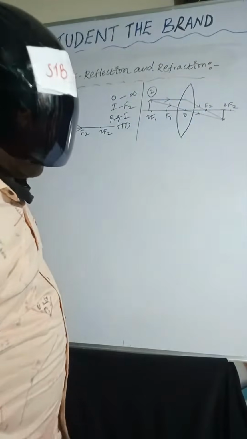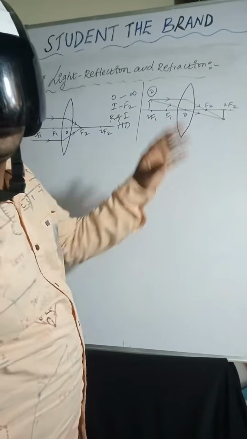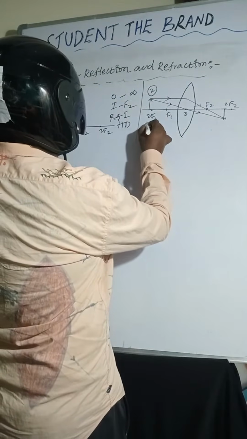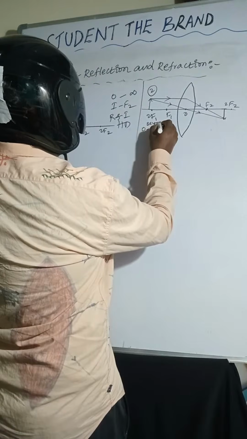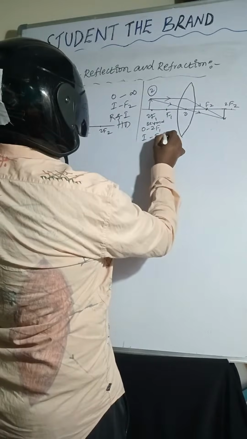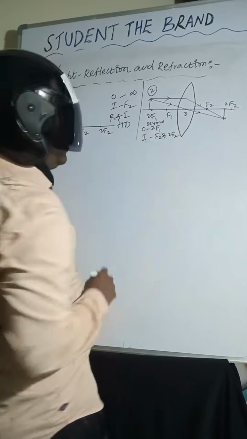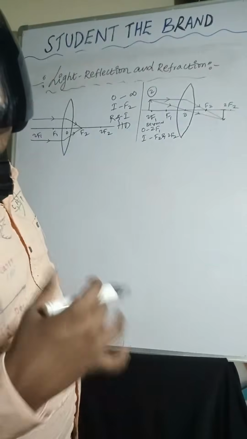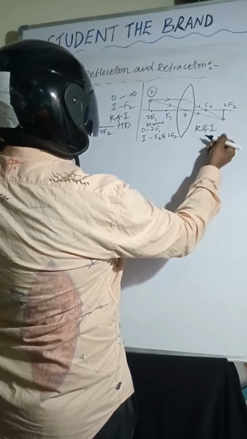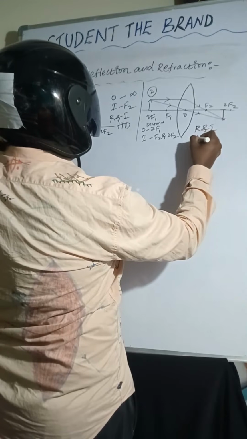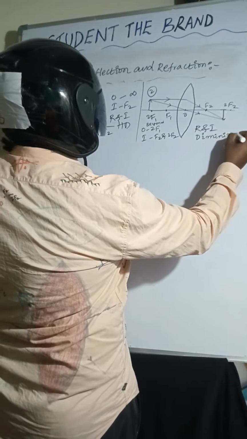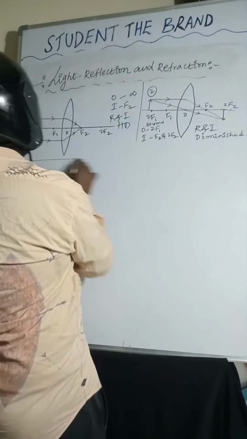Okay, so object is placed beyond 2F1. Image will form between F2 and 2F2. Nature of the image is real and inverted. Size of the image is diminished. Okay, coming to the next one.